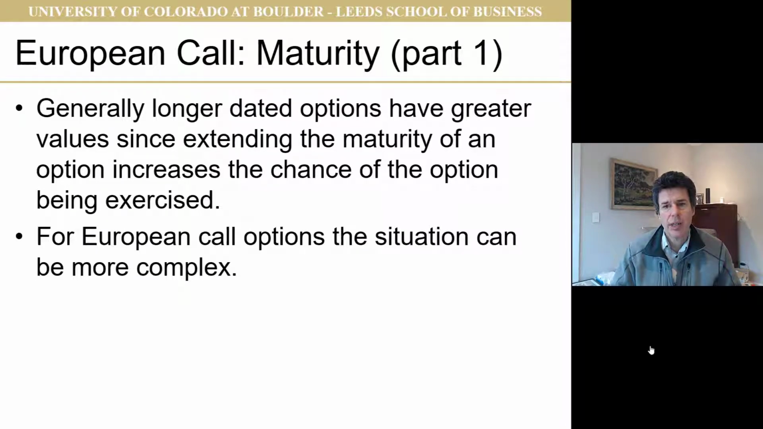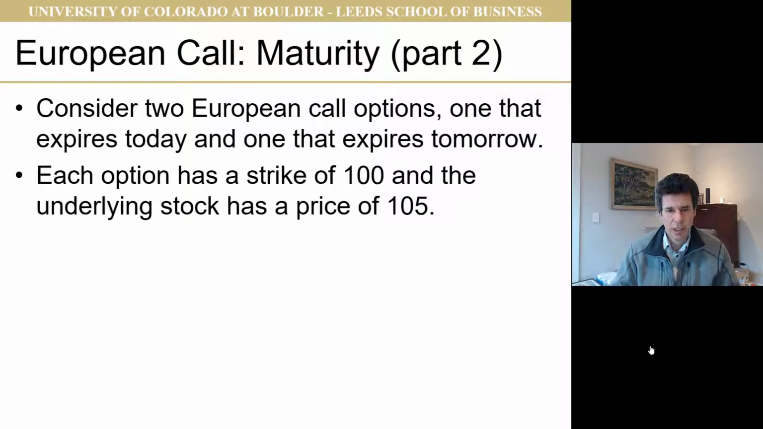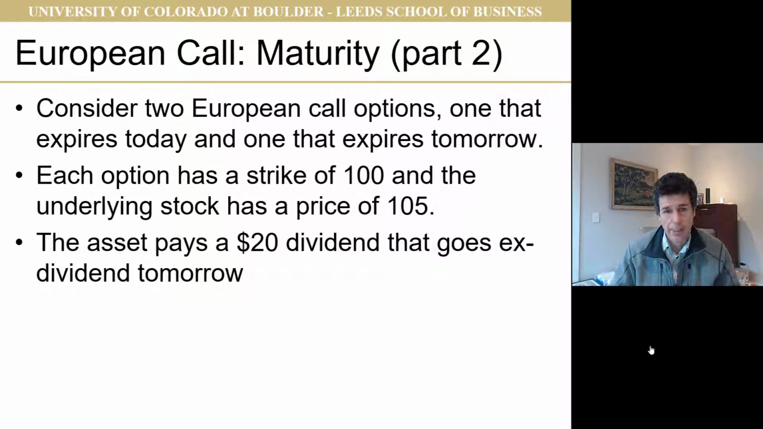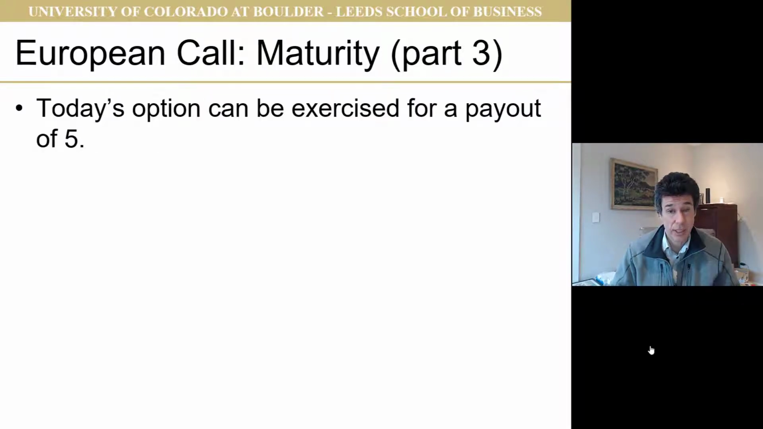Now for European calls, the situation can be more complex, and so I'm going to give you an example of this complexity. Consider two European call options, one that expires today and one that expires tomorrow. Each option has a strike of 100 and the underlying stock has a price of 105. The asset pays a dividend, $20, that goes ex-dividend tomorrow. Ex-dividend means that tomorrow that dividend is going to come out of the stock price, tomorrow morning at the open.